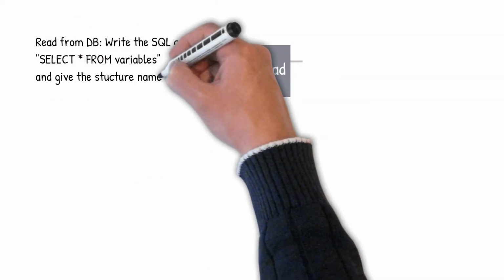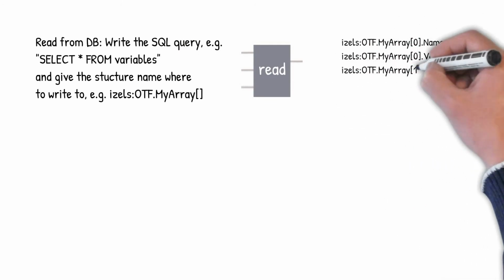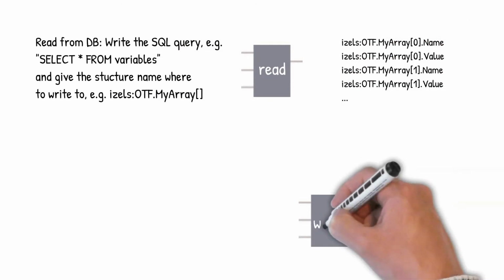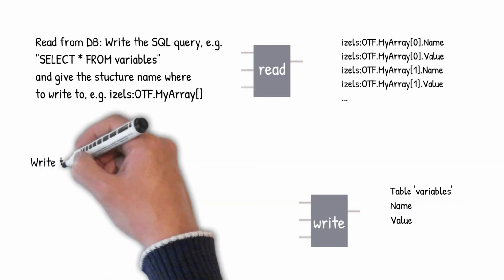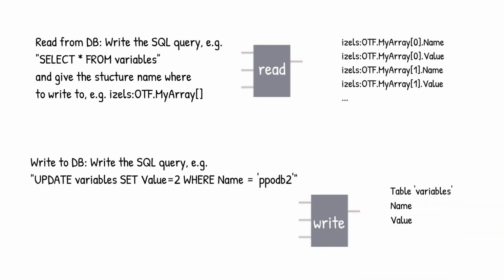One is to read from the SQL database by just sending a SQL query, like for instance select star from variables, and giving the structure name where the result should be copied to as an operator. And the other functional block writes to a variable: you just send an SQL query to the database which contains the variable name and the value which should be copied to the database. So let's look at the real example.